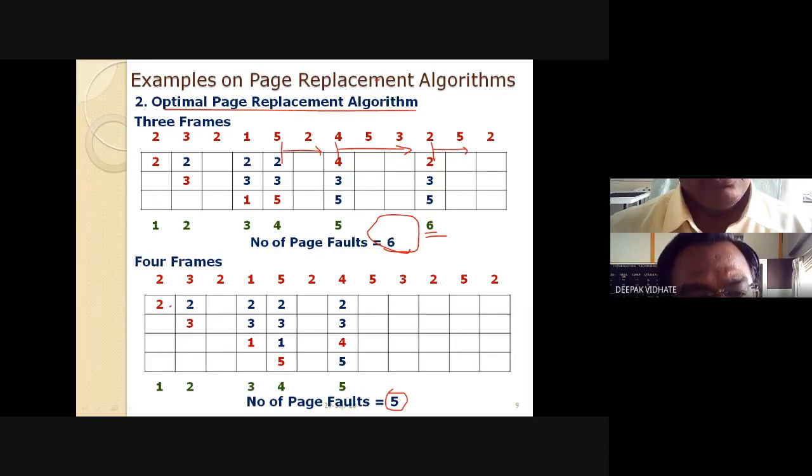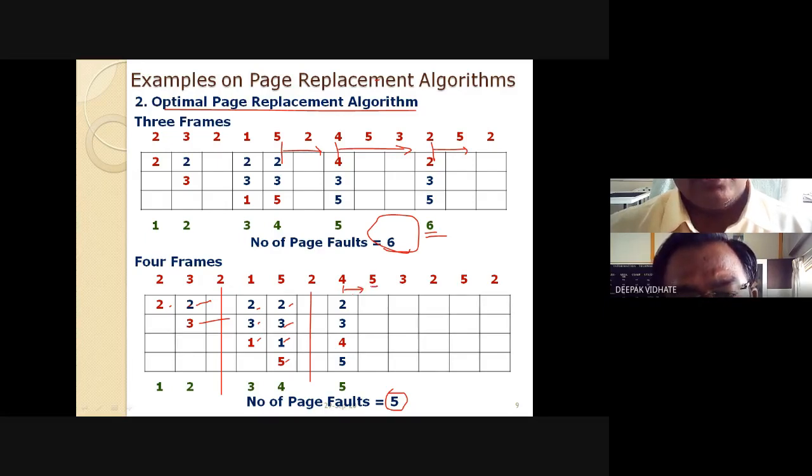Very simple. 2, then 2, 3 as it is, then there is no question about 2, then 2, 3, 1, then 2, 3, 1 and 5. Then again 2, there is no question about a page fault for 2. For 4, what is the policy? Optimal. Optimal means look in the future direction.